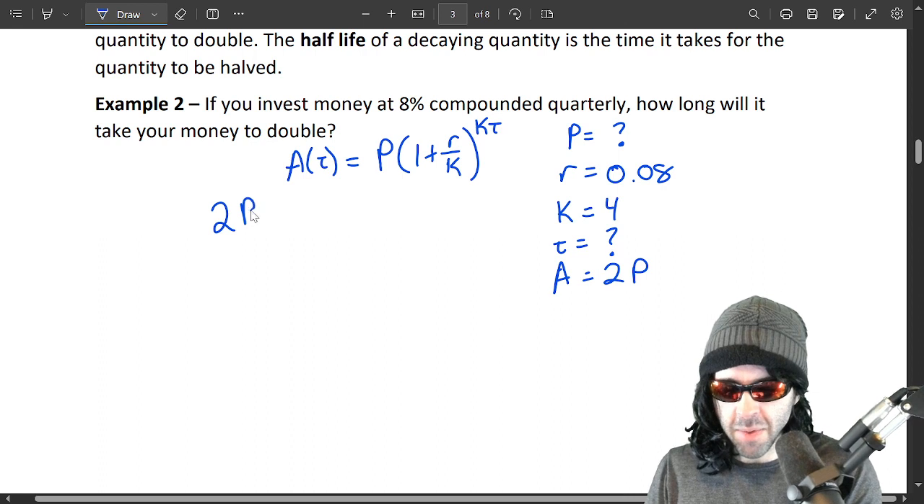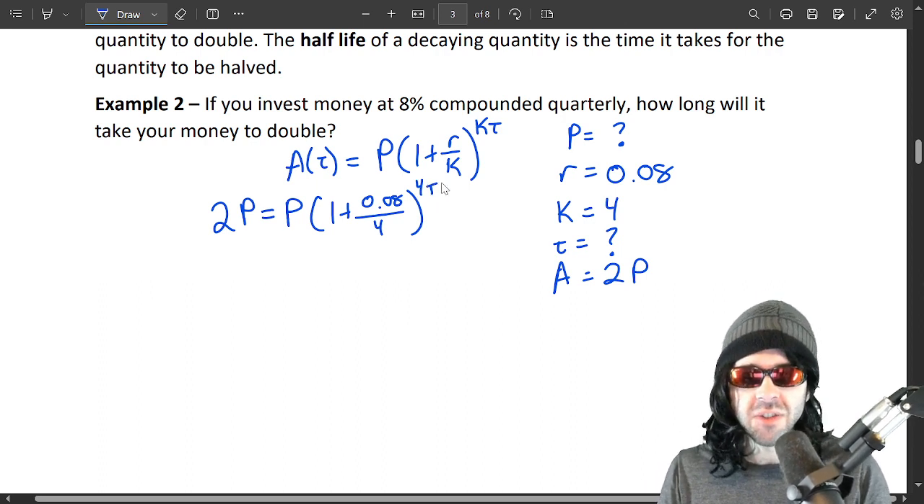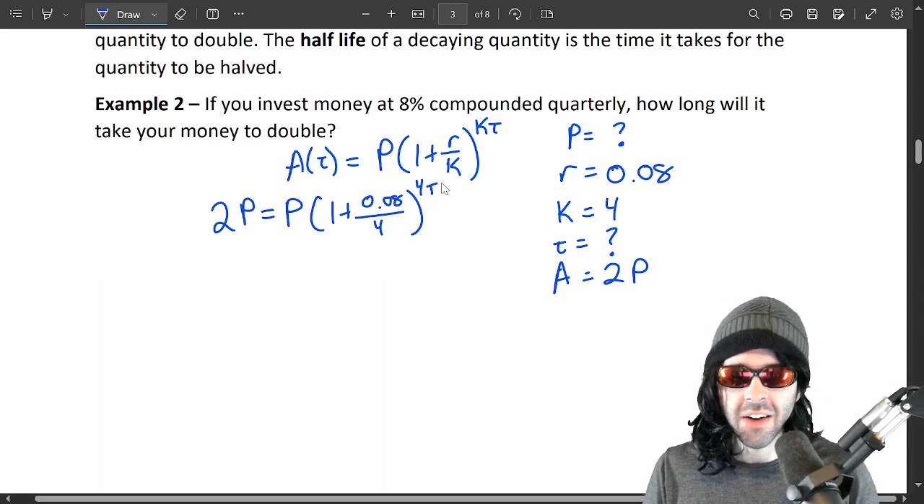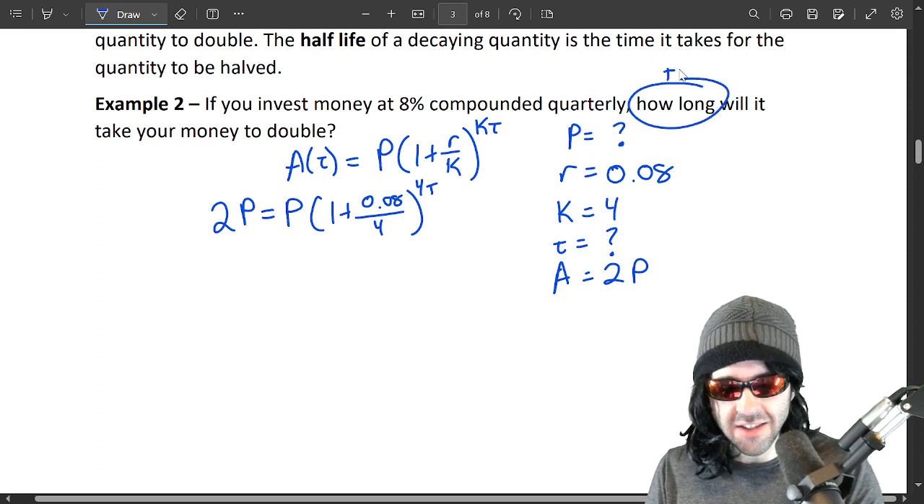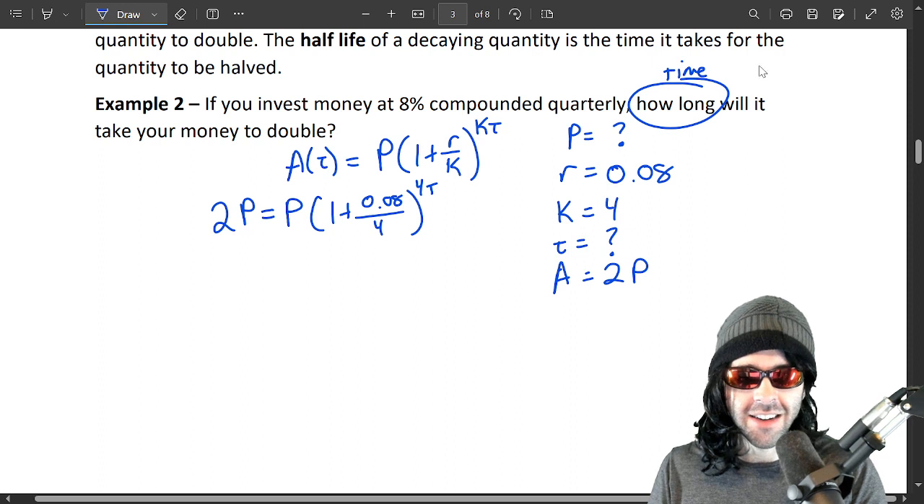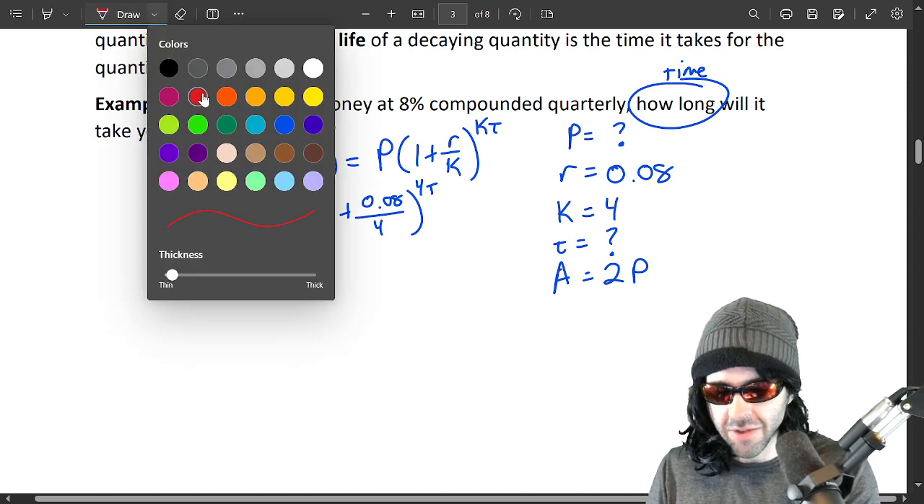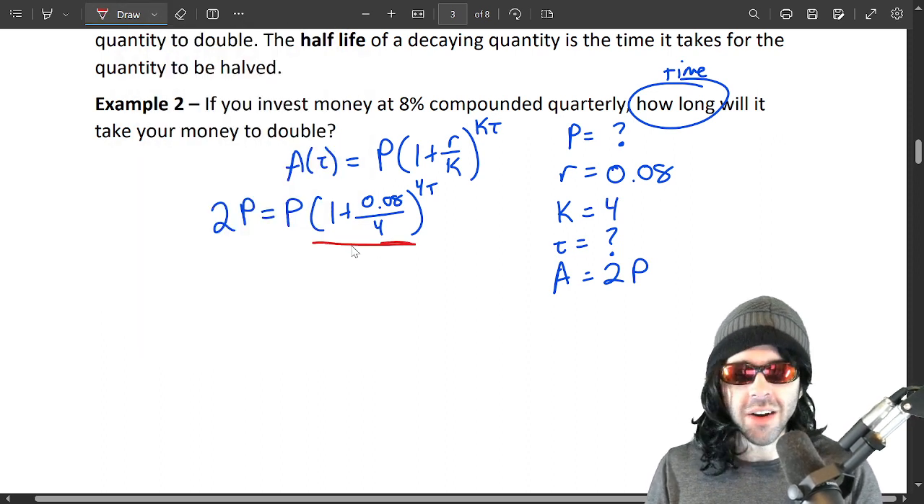If the amount is double what we started with, we want to know when the starting value times this whole thing, r is 0.08, divided by k, is 4, raised to the 4 times t. We want to solve this for t. We want to know when, how long. That's a time thing. It's asking for t here. All right? Look what happens. We want to get the exponential part by itself.